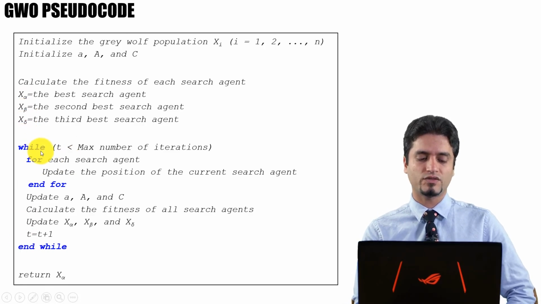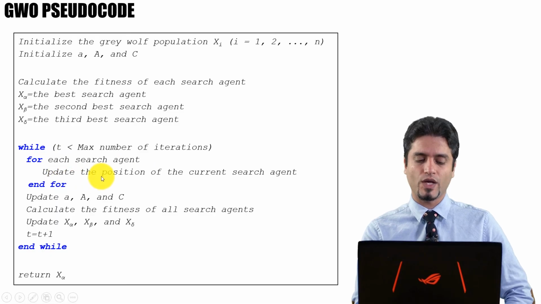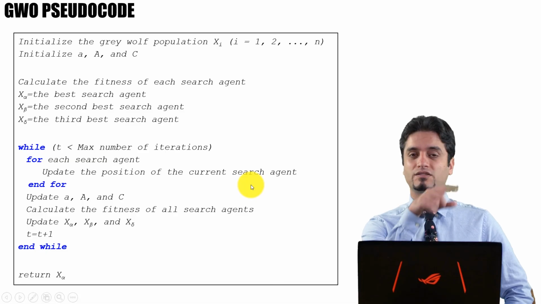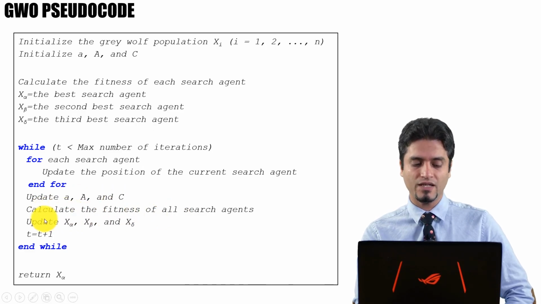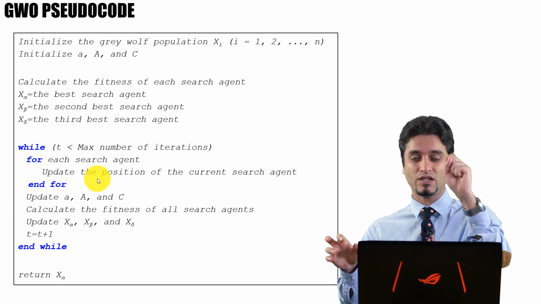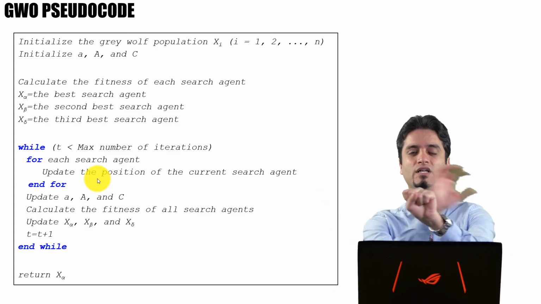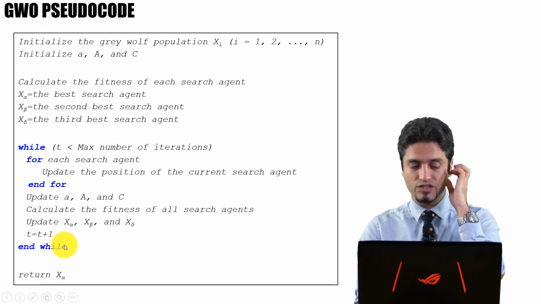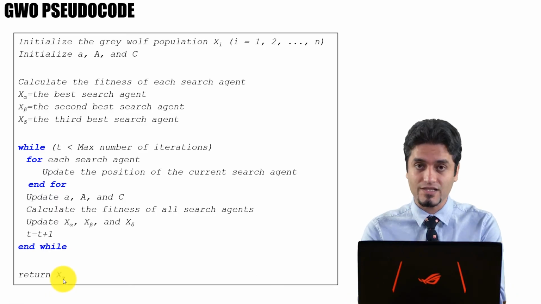Over the course of iteration, while a stopping condition is not met, which in this case is hitting the maximum number of iterations, for each agent we update the position of the current agent based on those 3 equations. We update those parameters. We calculate the fitness again. We update X alpha, X beta, and X delta, and we go to the next iteration. So we keep updating alpha, beta, delta if we find a better solution, and also keep updating the solutions around it. In one dimension, it will be just left and right. By the time you finish the while loop, you return the alpha as the best optimal solution that you can estimate for this problem.